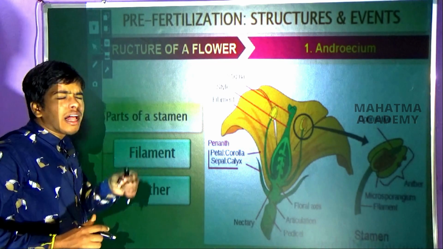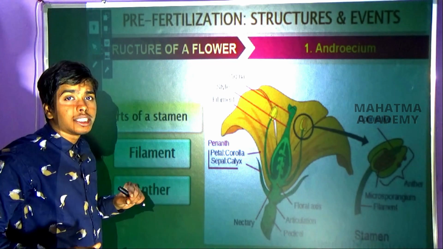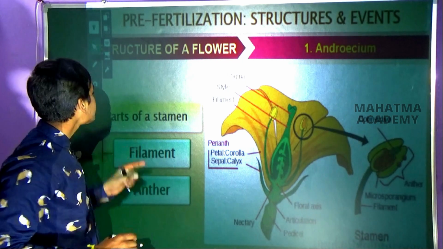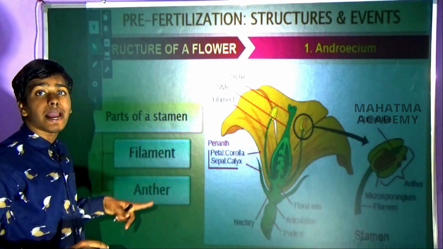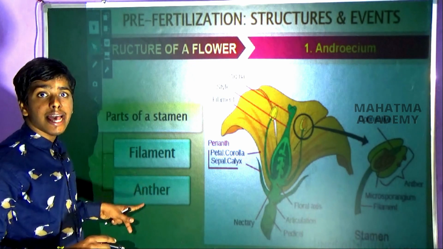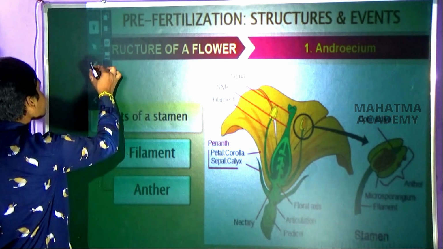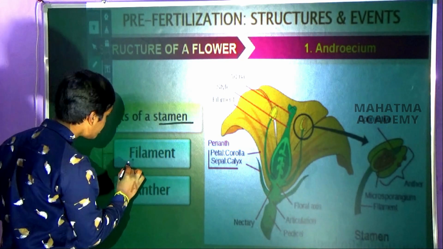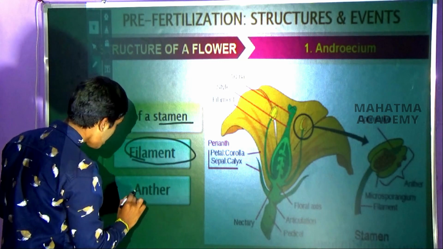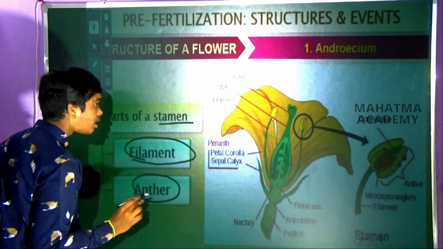Now, in androecium, the constituent parts are stamens. Now, the stamen is again divided into two parts, that is filament and anther. Okay? The stamen consists of the filament and anther. Okay?